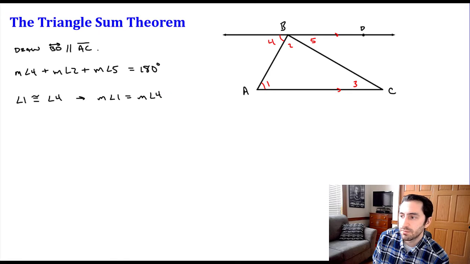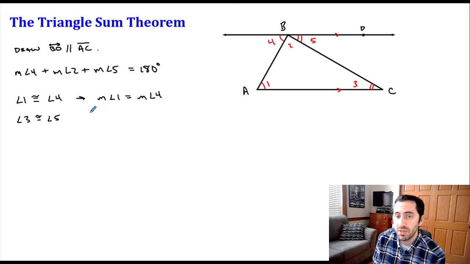On the other side, a different transversal, this time it's BC, angle 3 and angle 5 are alternate interior angles, and because they're between parallel lines, these are also congruent. So that means that angle 3 is congruent to angle 5. That would be the alternate interior angles theorem. And again, that also means that their measures are equal as well. So the measure of angle 3 is equal to the measure of angle 5. Again, just the definition of congruency.